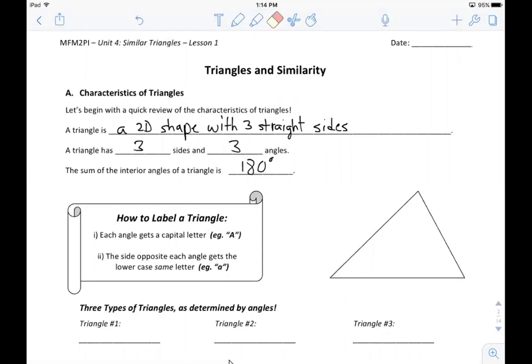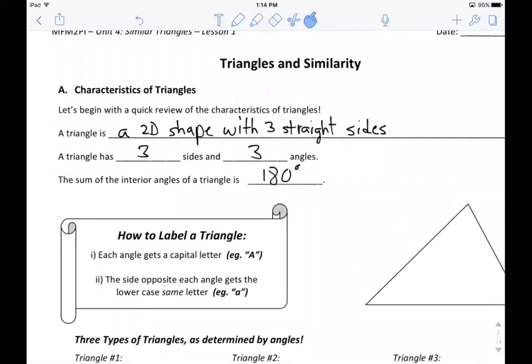So you can see, if you've got maybe a blank version of the note, or if you're just following along, you can see I've filled in some of these blanks already to give us a few basic things about triangles that we need to know from the start. So obviously to begin with, we can see that a triangle is of course just a 2D or two-dimensional shape with three straight sides. So that means a triangle has three sides, but also has three angles. And the sum of the interior angles just means when we add together all of the angles inside of a triangle, they equal 180 degrees.